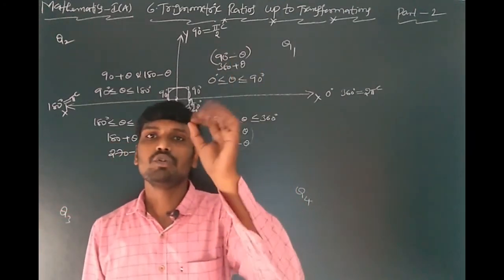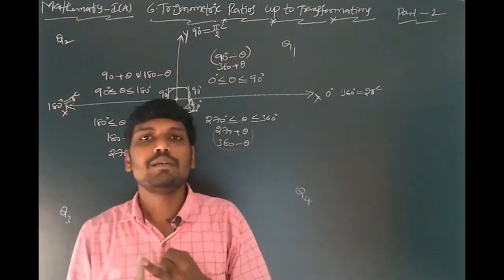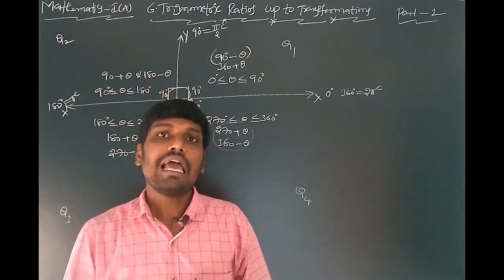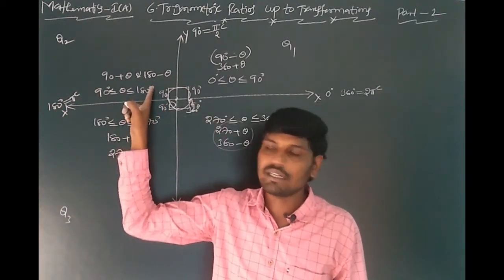This is very useful. What is the first one? 90 minus theta and 360 plus theta are in the first quadrant. 90 plus theta and 180 minus theta are in the second quadrant.